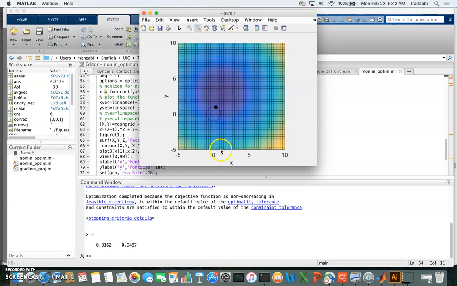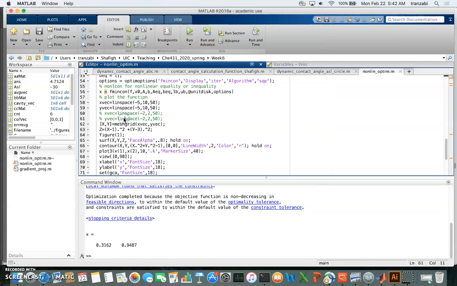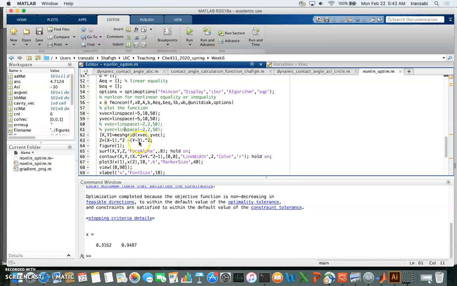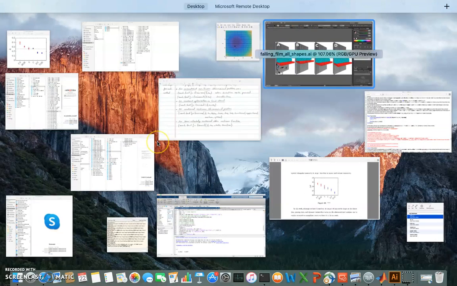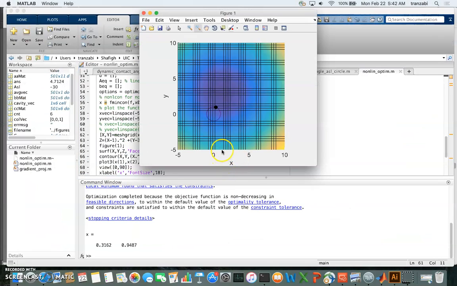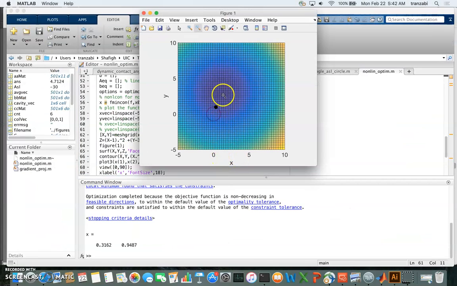So x equal to 1. Let's look at that. The minimum of this is going to be 0 at x equal to 1, y equal to 3. So x equal to 1 is somewhere here, and that's equal to y equal to 3. And that's exactly the center of this circle here. But because I'm constraining to this unit circle, it cannot go beyond that, but it is heading in that direction. That means if I just remove this unit circle, it's going to converge right in that direction to this point.